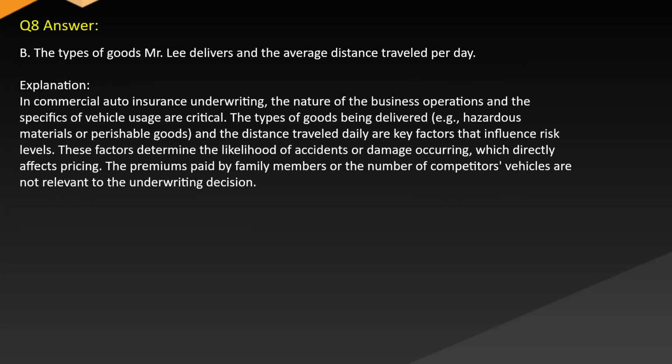Answer: B. The types of goods Mr. Lee delivers and the average distance traveled per day. Explanation: in commercial auto insurance underwriting, the nature of the business operations and the specifics of vehicle usage are critical. The types of goods being delivered, e.g., hazardous materials or perishable goods, and the distance traveled daily are key factors that influence risk levels. These factors determine the likelihood of accidents or damage occurring, directly affecting pricing. The premiums paid by family members or the number of competitors' vehicles are not relevant to the underwriting decision.